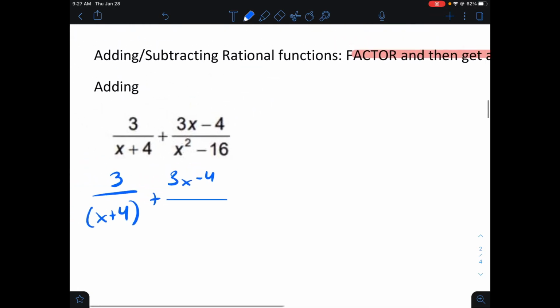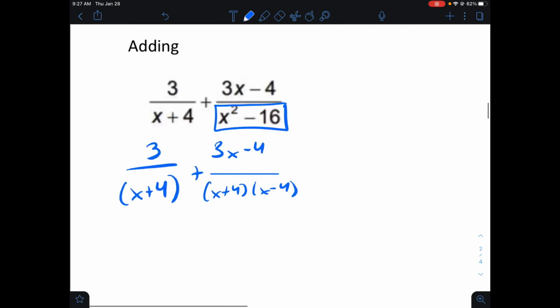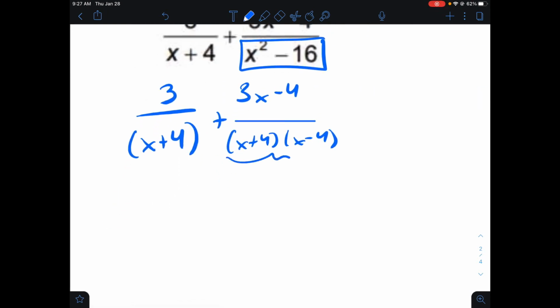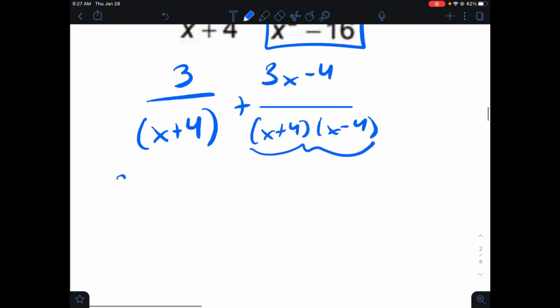This is that difference of squares again, right? So for this one, it's going to follow that factoring pattern where we get x plus 4 and x minus 4. So now looking, we have to work on getting our common denominator. So this second guy has x plus 4, x minus 4, and the first guy only has x plus 4. So we're going to have to go ahead and multiply him by an x minus 4 over x minus 4.